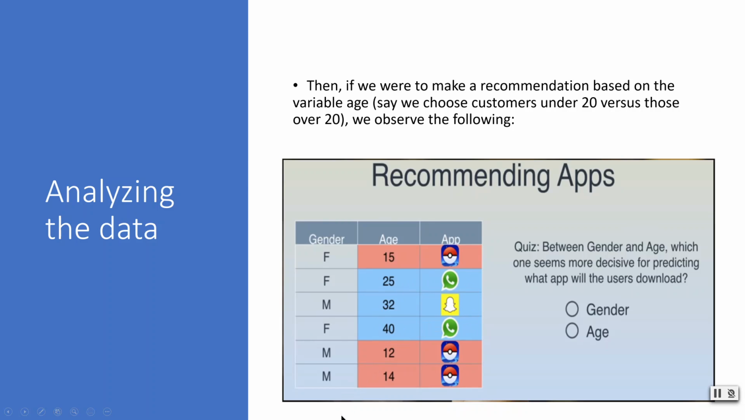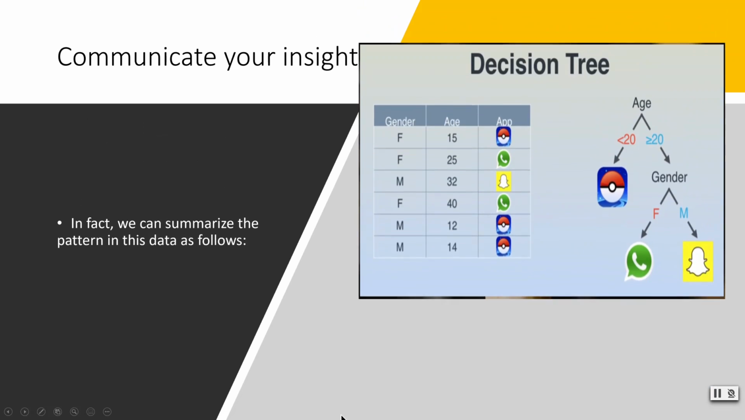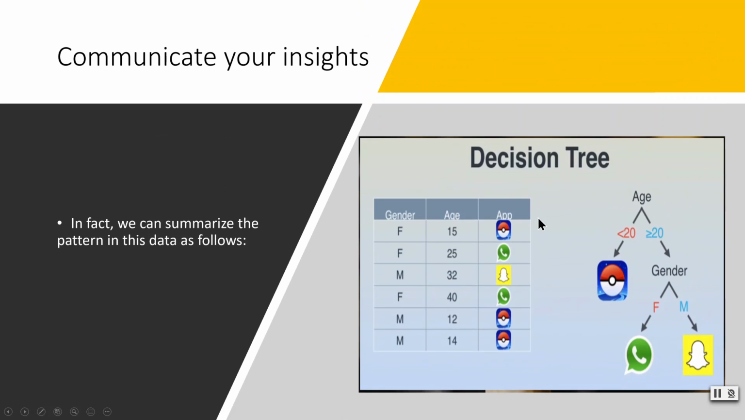So what are the insights that we can see here? We represented the insights in this data set by a decision tree, in which case, if a customer at a future date is younger than 20 years old, our past data tells us to recommend Pokemon Go. Otherwise, if the customer is older than 20 years old, then depending on gender, whether female or male, we will recommend WhatsApp or Snapchat.